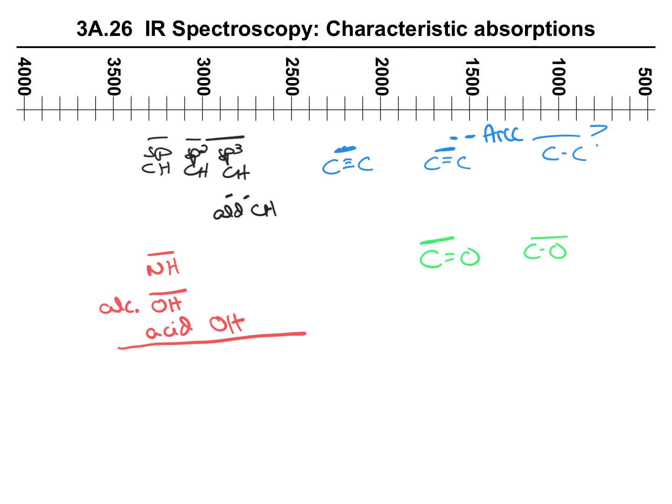Now, please note that all of these are stretch vibrations. So we're talking about the stretching vibrations, either symmetric or antisymmetric. And usually it's the stretching vibrations that are the useful ones. Many of the bending vibrations get lost in the fingerprint region, and so they're not very useful. But there are, of course, some exceptions.